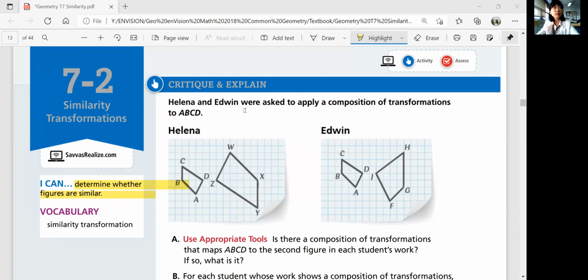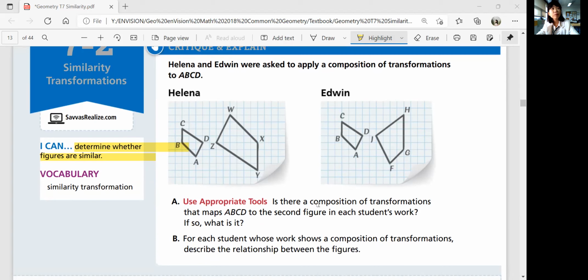Let's start with critique and explain. Helena and Edwin were asked to apply a composition of transformations of A, B, C, D. Okay, so they have their own graphs and they both do a transformation. But they both start with the figure A, B, C, and D. Part A, is there a composition of transformations that maps A, B, C, D to the second figure in each student's work? If so, what is it?